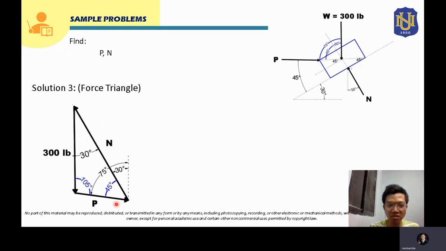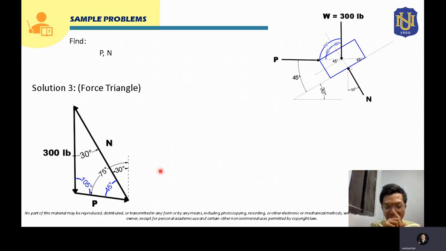Then P. This is 75 degrees from the vertical, so it should also be drawn 75 degrees from the vertical here, and it is directed this way. Now for the normal force N, it is directed this way and is 30 degrees from the vertical, so it should also be directed this way, 30 degrees from the vertical.